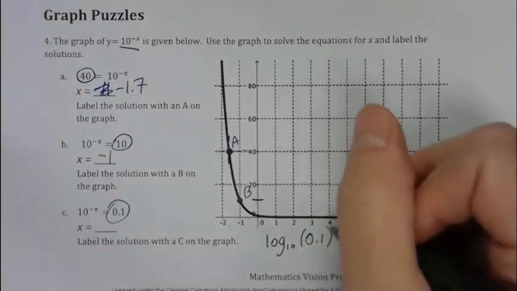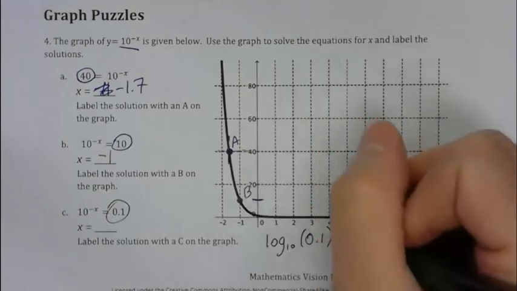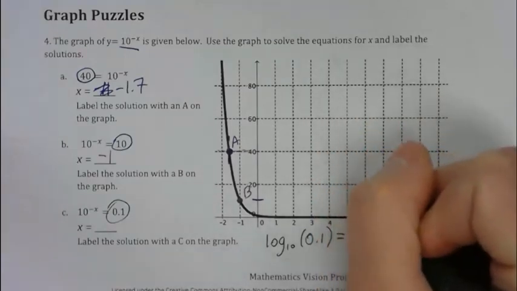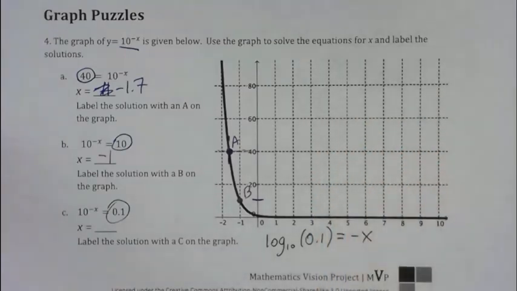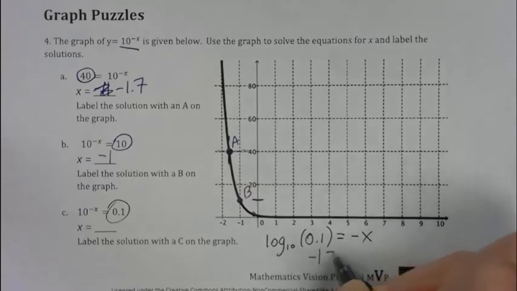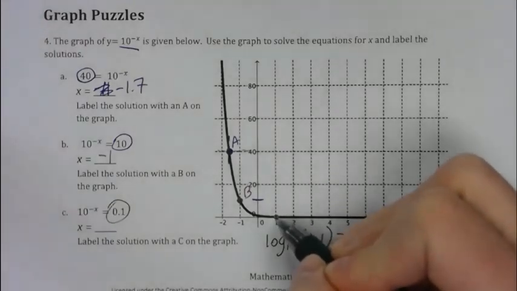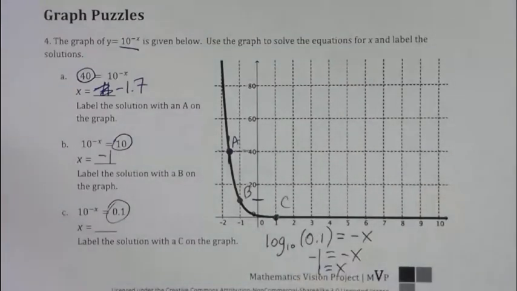And that would be equal to negative x as our logarithm function there. And if I wanted to try to solve that, well, if I figure out what log of 0.1 would be equal to, well, that equals negative 1. And so that means that it would be equal to 1, which would be right here for point C. A little hard to tell on our graph.